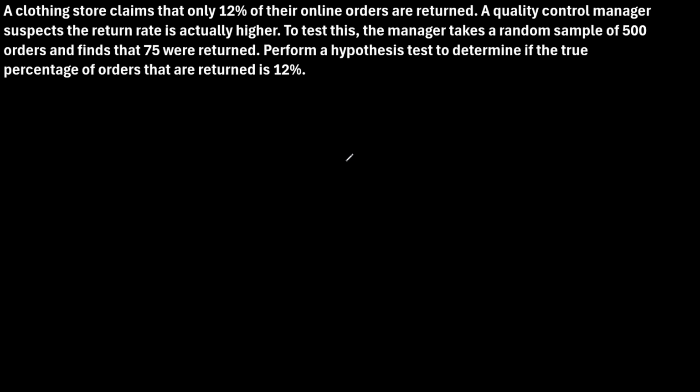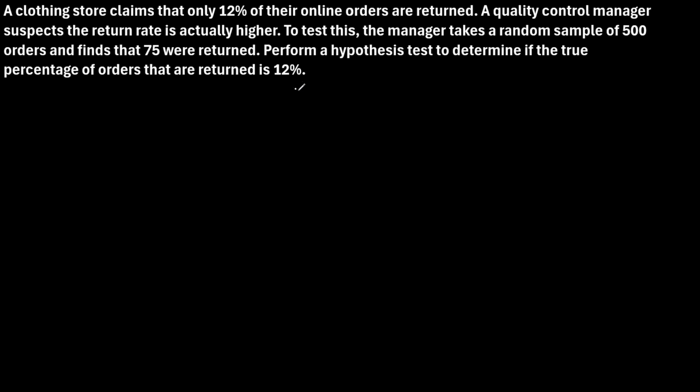In this video, we're going to take a look at how to perform a hypothesis test for a population proportion. So let's check out this example. It says, a clothing store claims that only 12% of their online orders are returned. A quality control manager suspects the return rate is actually higher. To test this, the manager takes a random sample of 500 orders and finds that 75 were returned. Perform a hypothesis test to determine if the true percentage of orders that are returned is 12%.